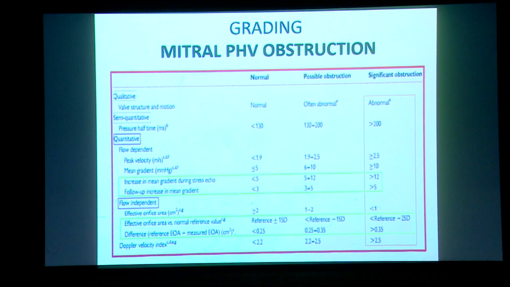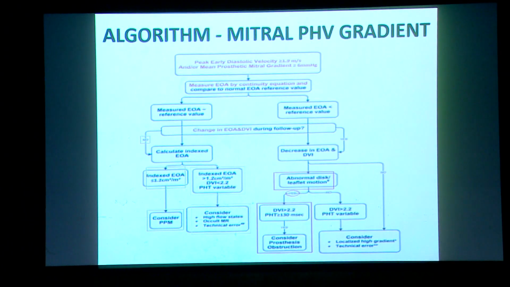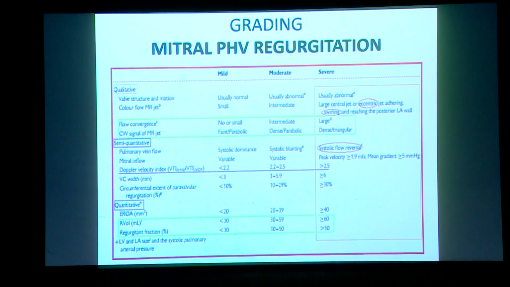This is the flowchart for similarly evaluating mitral valve obstruction. You find the flow dependent parameters: peak velocity, mean gradient, EOA, etc. This is the algorithm similarly for mitral regurgitation. You have to do the technical EOA calculation, EOA here, an intrinsic defect here, and a higher gradient with a normal EOA and DVI means it is this thing.